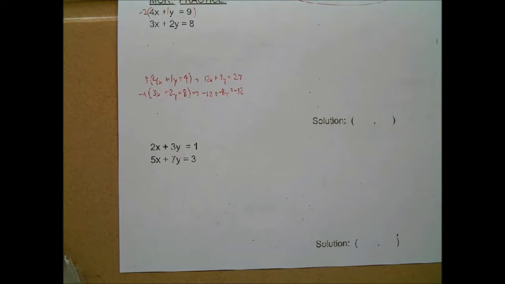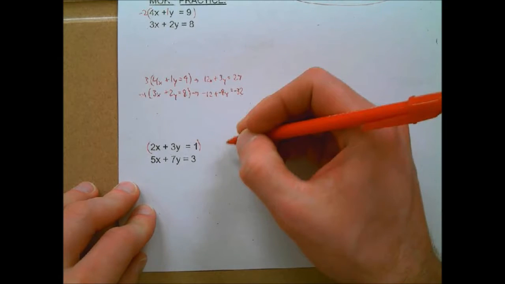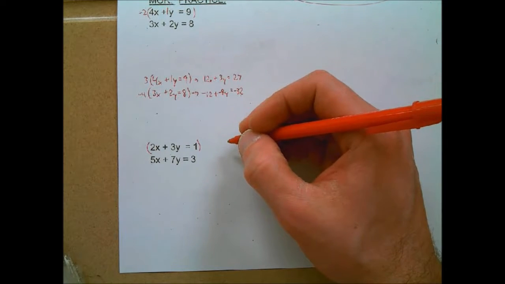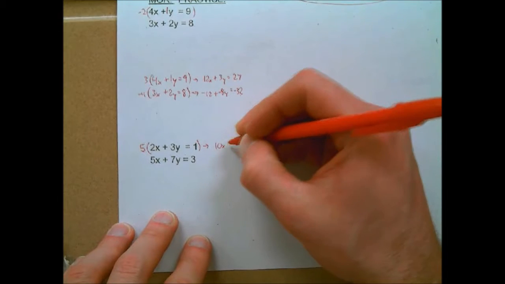Try the x. Let's do the x's. So what do you want to multiply the top equation by to eliminate the x's? What should we multiply by? 5. Yep. Do a 5. Okay, and that's going to make 10x plus 15y equals 5.